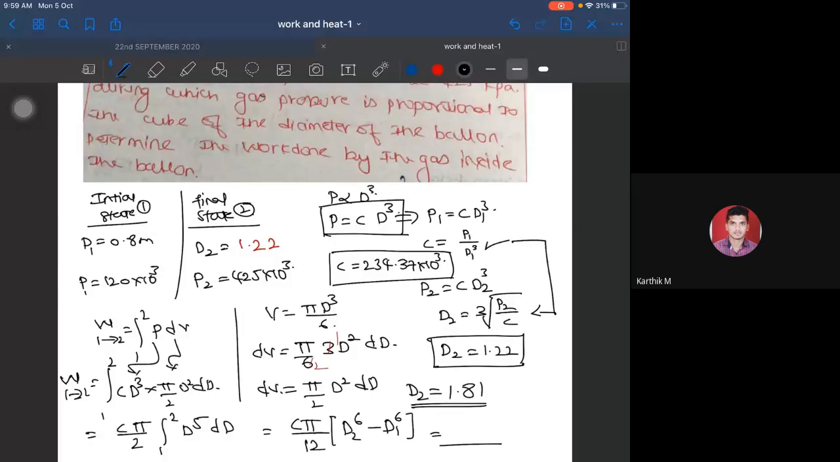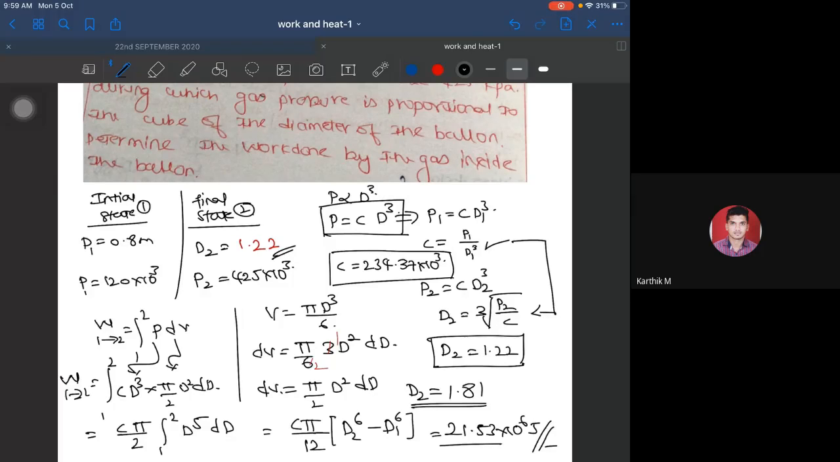Yes, Karthik. 21.35 into 10 to the power of 6. 21.53 into 10 to the power of 6 joules. So 35, you got 35. Okay. So have you got this 1.22 value, Karthik? Yes, sir. I have not taken that cube, sir. So I got 1.81. Okay, so just check with this value.